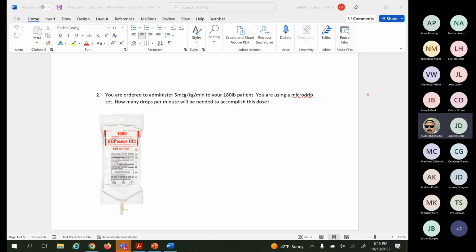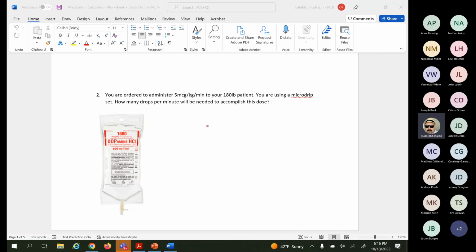It's asking us to give how much medication? 5 micrograms per kilogram. So it says literally you're ordered to administer 5 micrograms per kilogram. So I need to figure out how many kilograms my patient weighs. The weight is 180 in pounds. So I take 180 and divide by 2.2, because that's how we figure out kilograms. That gives me 81.8. I don't like decimals, so I'm just going to say 82. So the patient weighs 82 kilos.